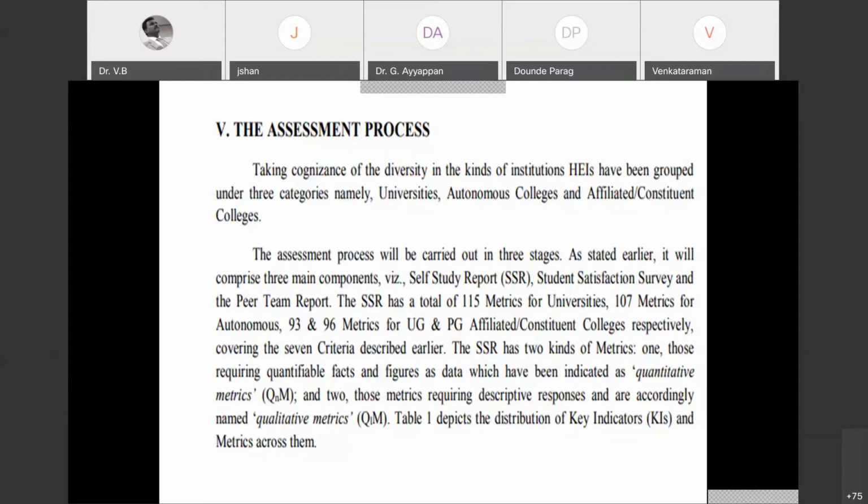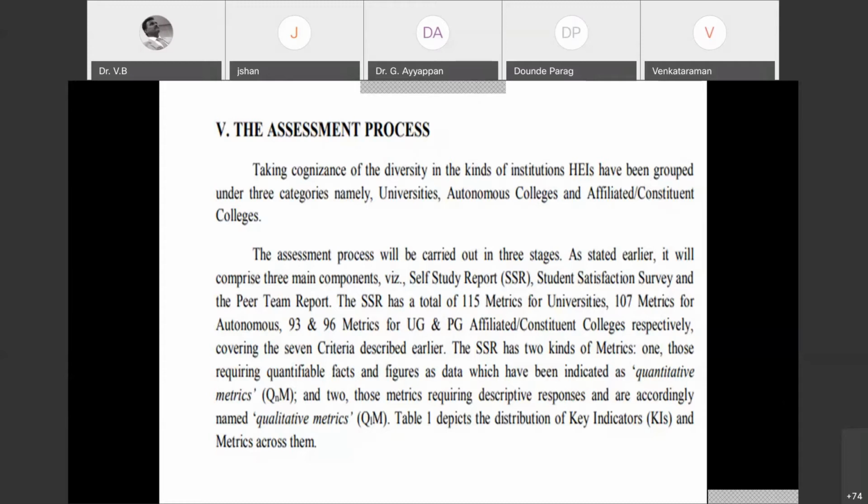And these metrics or questions are of 2 types. One is qualitative metrics, the other one is quantitative metrics. If you had noticed at the beginning of the slide, I said QL and QN. QL stands for qualitative, whereas QN stands for quantitative. So wherever you are giving quantitative answers, it consists only of numbers, and these numbers would be verified by the back-end team of NAAC, by the back office team of NAAC, that is the Data Validation and Verification Committee.